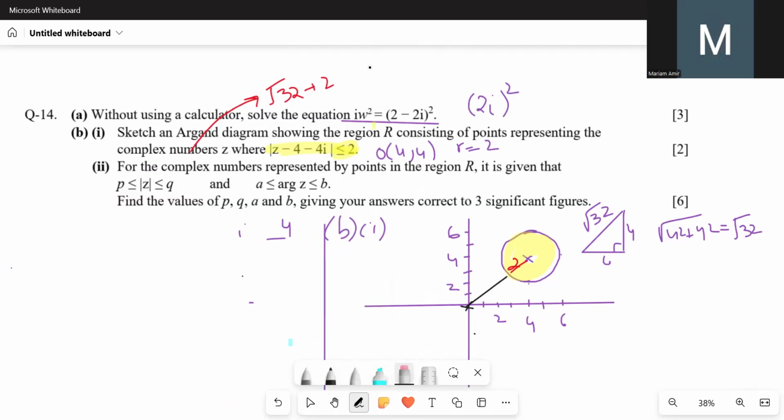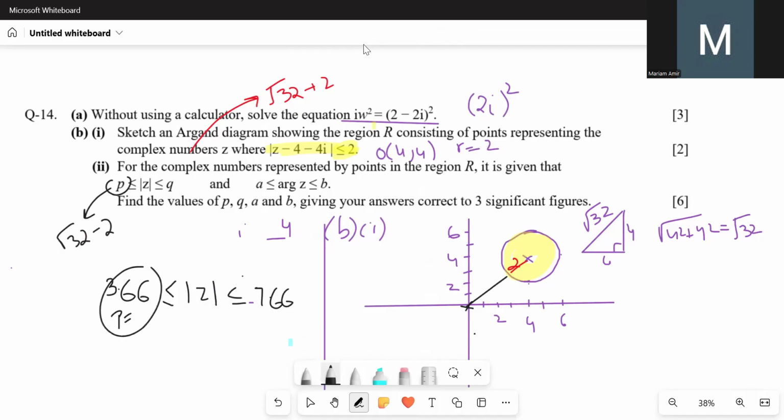We will write 3.66. No, they want three significant figures. So 3.66 is less than or equal to modulus of z, which is less than or equal to 7.66 after rounding. Okay. So we got under root 32 minus 2 for P and under root 32 plus 2 for Q, and we have that in three significant figures. This is the answer for P and this is the answer for Q.